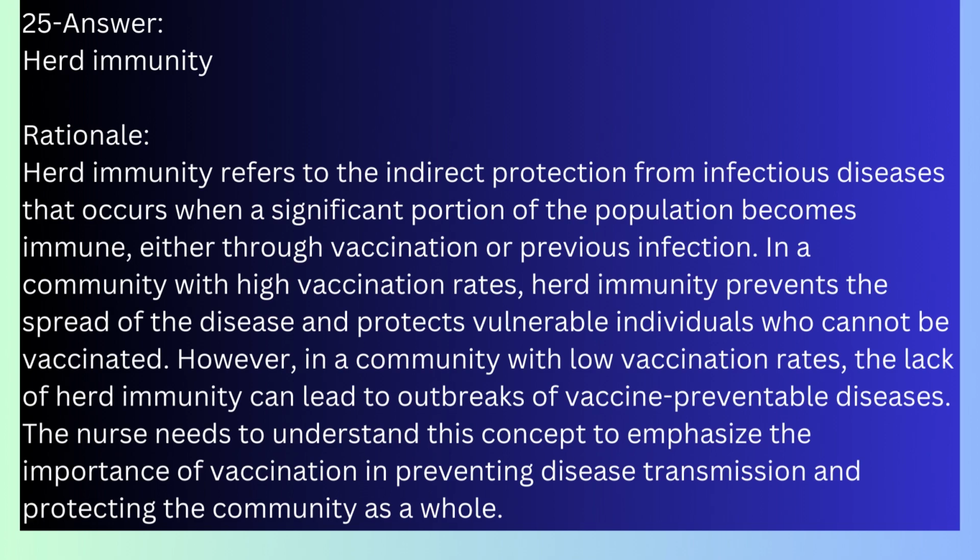Rationale. Herd immunity refers to the indirect protection from infectious diseases that occurs when a significant portion of the population becomes immune, either through vaccination or previous infection. In a community with high vaccination rates, herd immunity prevents the spread of the disease and protects vulnerable individuals who cannot be vaccinated. However, in a community with low vaccination rates, the lack of herd immunity can lead to outbreaks of vaccine-preventable diseases. The nurse needs to understand this concept to emphasize the importance of vaccination in preventing disease transmission and protecting the community as a whole.